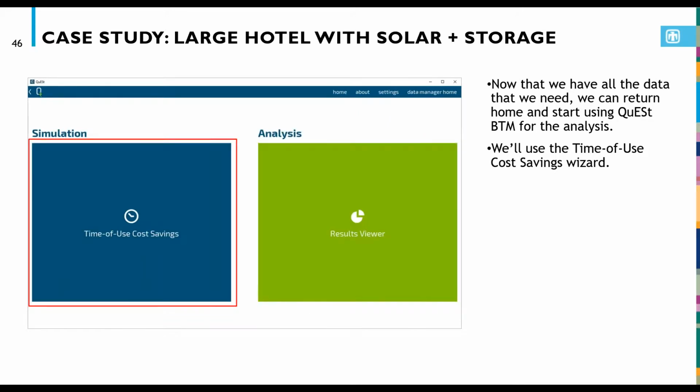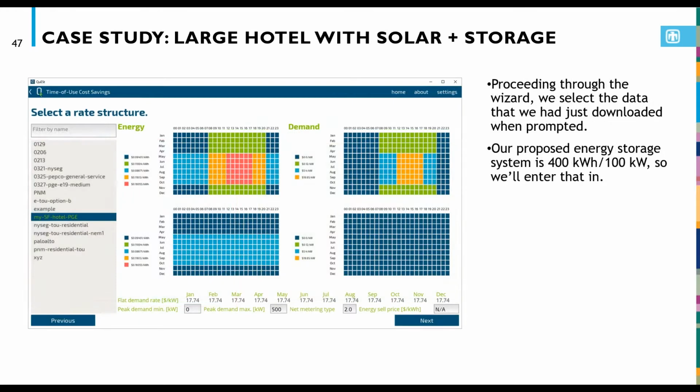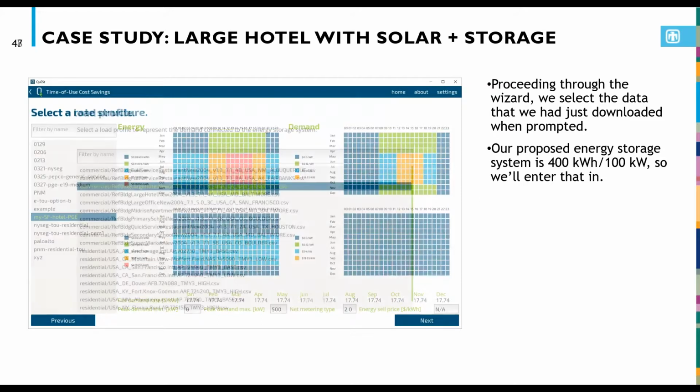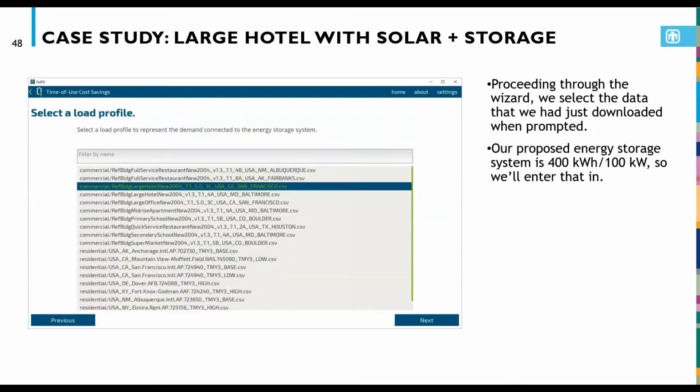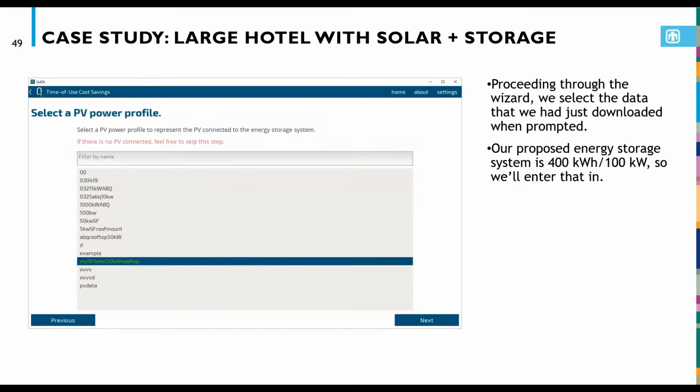First, we will use the time of use cost savings wizard to set up the analysis. Processing through the wizard, we select the data that had just downloaded, including the rate structure, the load profile, and the PV profile.